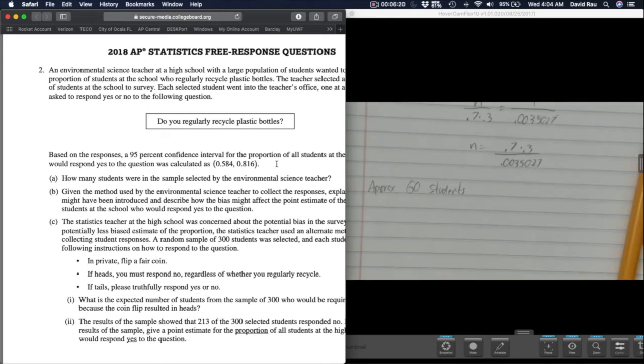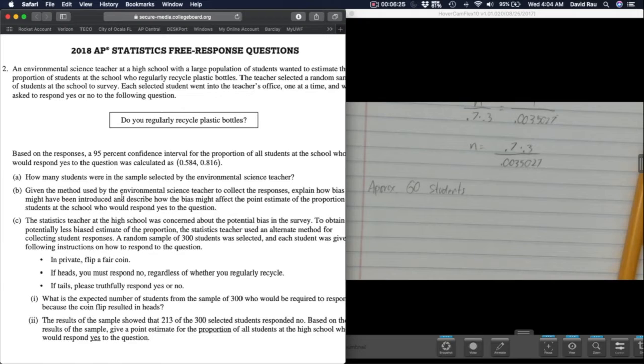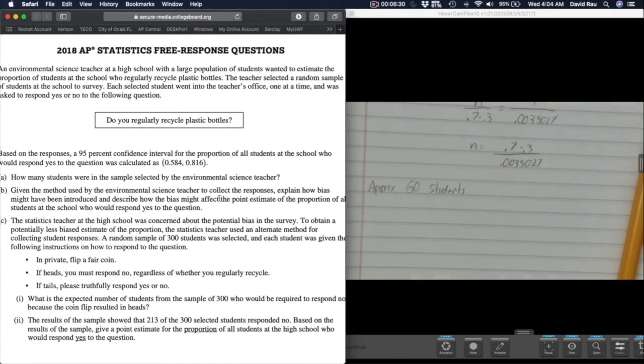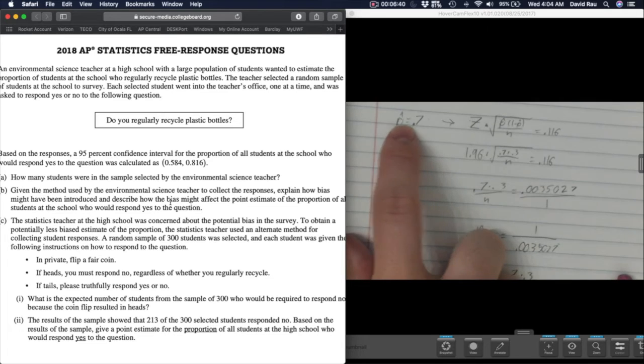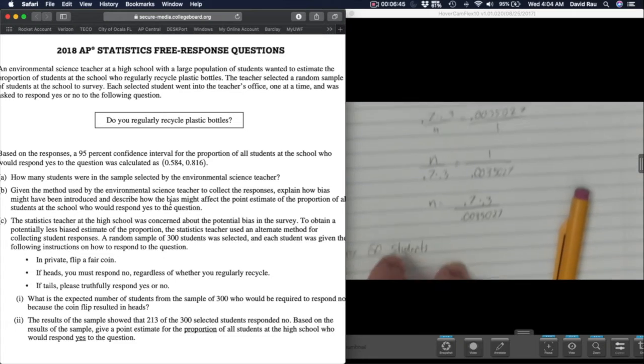All right, given that the method used by the environmental science teacher collects his response, explain how bias might have been introduced and describe how the bias might affect the point estimate. So in other words, there is bias here, and how did that swing the 0.7 that we got? Again, that is the point estimate. That's the one single value that we then can find a range to form an interval in between.